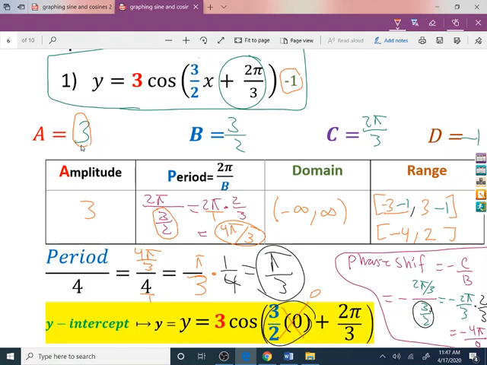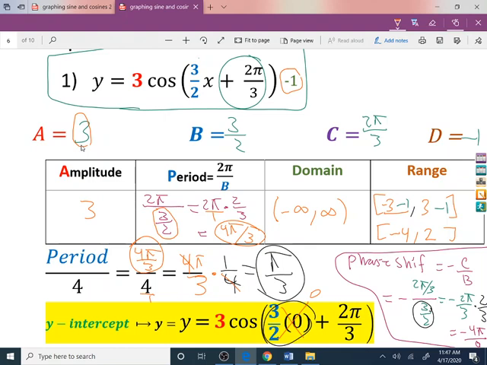Now, the most important step, don't forget to divide your period, the one you found here, 4 pi over 3, by 4. Keep, change, and the 4 over 1 you make 1 over 4. This cancels, then pi over 3. Always we have to add pi over 3.